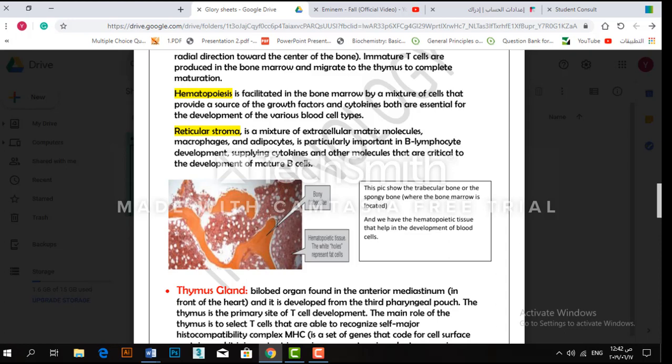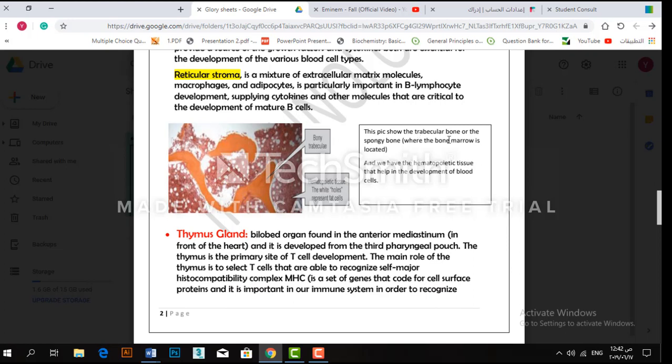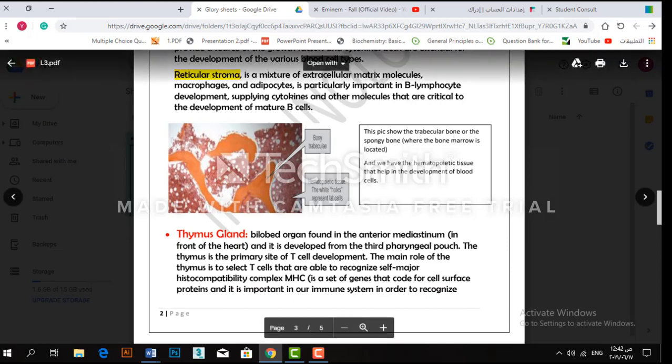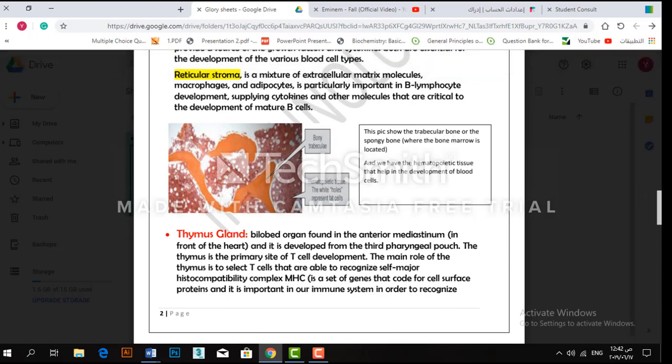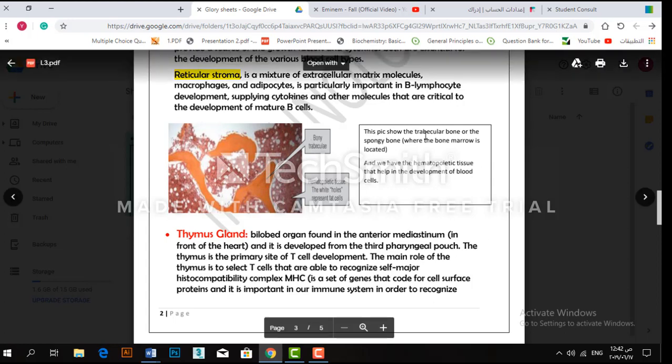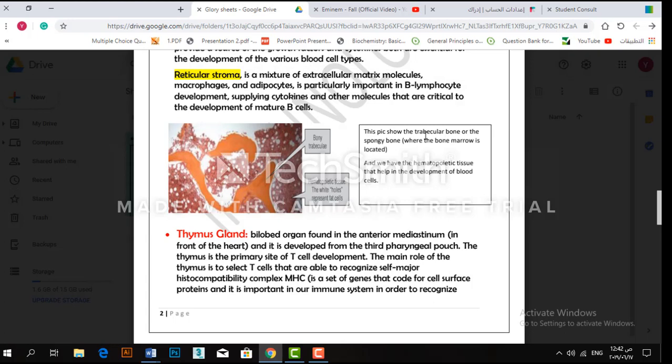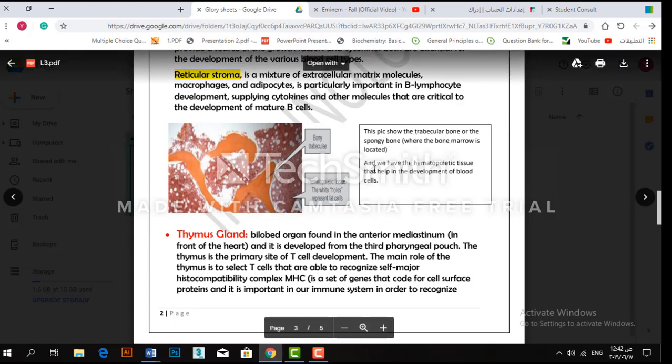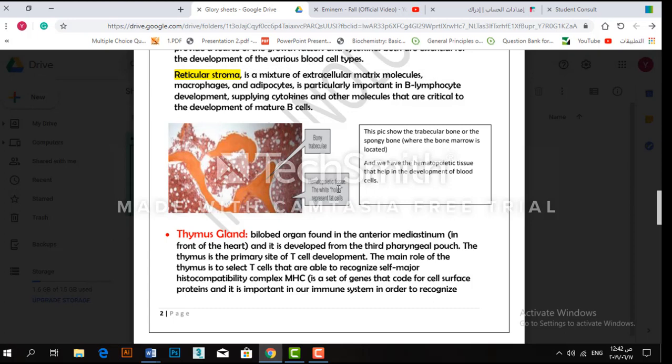Right. Now this picture shows the trabecular bone. Here we see the bone trabecular. What do you mean by trabecular bone? It is spongy bone, where the bone marrow is located. And we have the hematopoietic tissue that helps in the development of the blood cells.